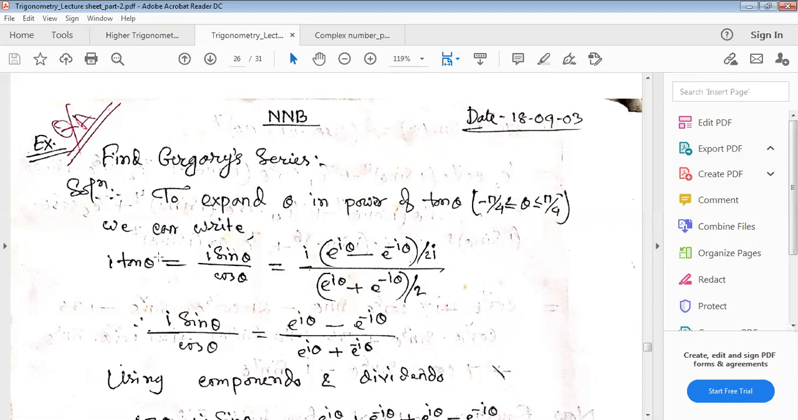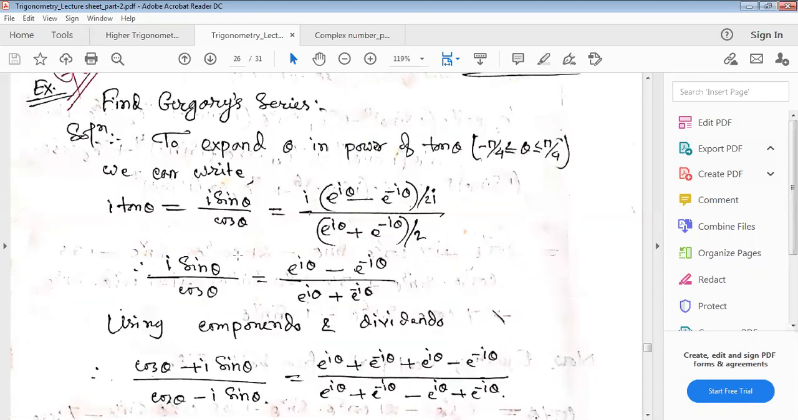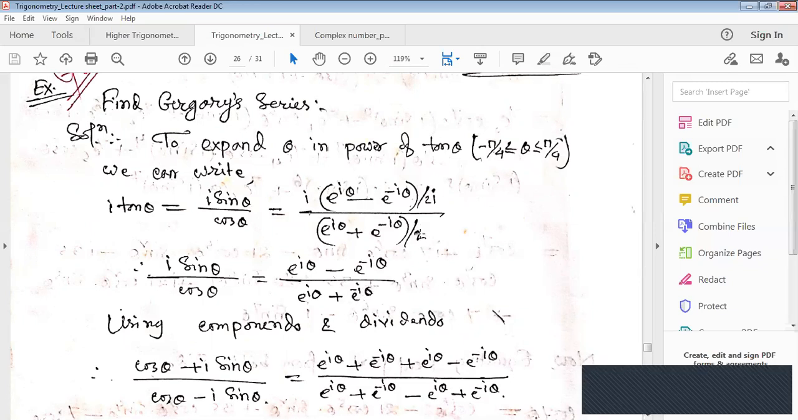We can write tan theta equals what? sin by cos. And sin theta can be written as e to the power i theta minus e to the power minus i theta divided by twice i. And cos theta can be written as e to the power i theta plus e to the power minus i theta divided by 2. Right? Just taking the exponential, complex form of sine and cos. Now tan theta equals sin theta divided by cos theta, 2 cancels, and i will be (e to the power i theta minus e to the power minus i theta) divided by (e to the power i theta plus e to the power minus i theta).